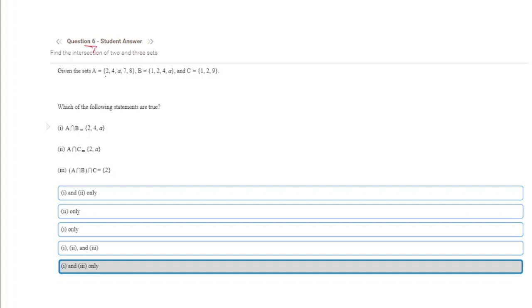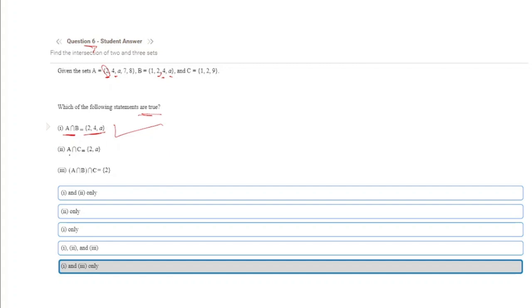Okay, question number 6. Given the sets A equal {2, 4, A, 7, 8}, and B {1, 2, 4, A}, and C {1, 2, 9}, which of the following statements are true? Saying A intersect with B will have 2, 4, A. So let's see the intersect. So that means A, 2, and there is a 2 here. Okay, 4, 4, A, 7 and 8 is not there, so it will be 2, 4, A, 2, 4, A. This is the right answer.